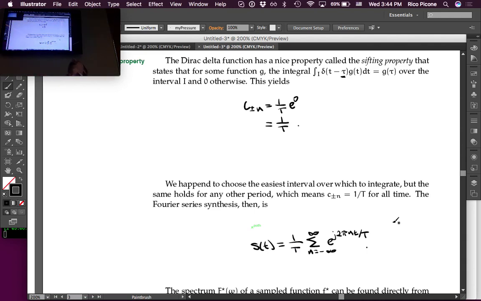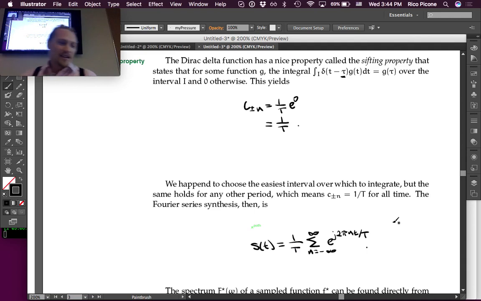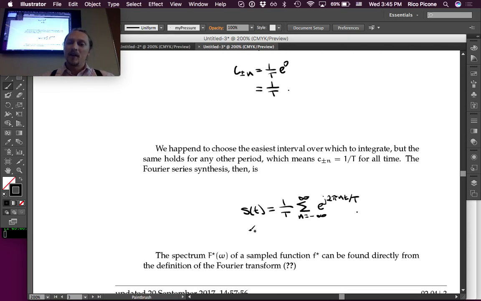Okay. So let's finish up this lecture. We're almost there. It's gonna be so fun. I think this is really cool stuff. All right, so we have the Fourier series representation of the comb function. The spectrum f star of omega of a sampled function f star can be found directly from the Fourier transform, and I needed to rerun my LaTeX to get this equation number, the definition of the Fourier transform from a few lectures ago.